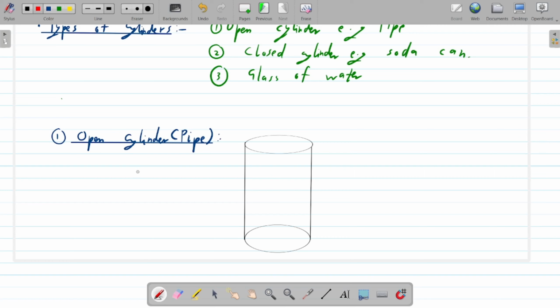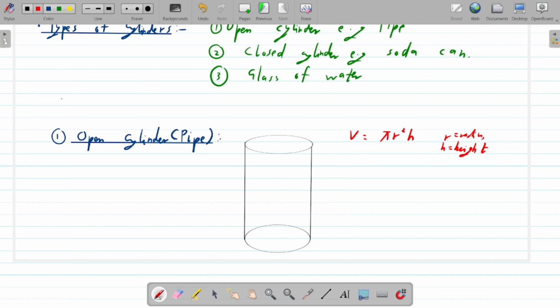Now, first up, we have our open cylinder or a pipe. We want to find two things, the volume and the surface area. For the volume, you're going to have the same formula for all of the cylinders, regardless of which one they are. The volume is pi r squared h, r being the radius and h being your height.